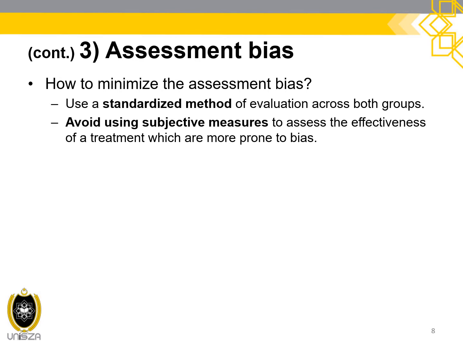How to minimize the assessment bias? First, use a standardized method of evaluation across both groups of intervention and control. The second method is to avoid using subjective measures to assess the effectiveness of a treatment, which are more prone to bias.